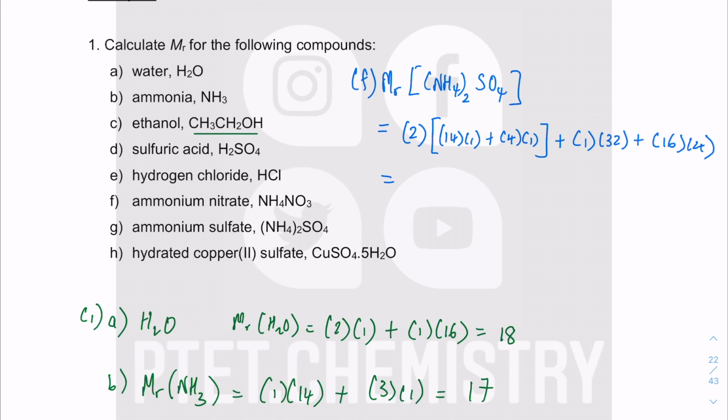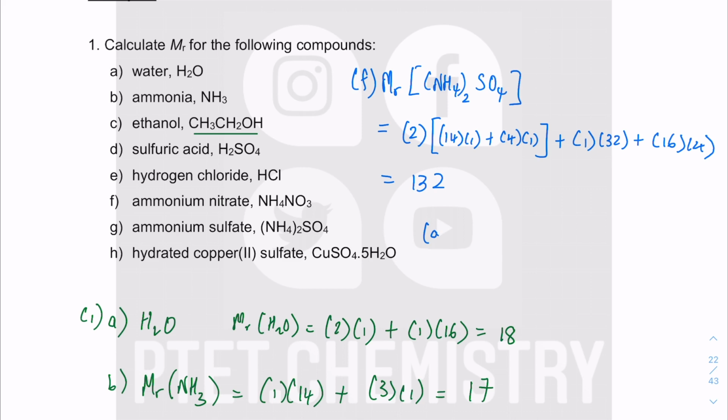Okay, so 14 times 1 is 14, plus 4 times 1 is 4, so there's 18. 18 is for the ammonium. 18 times 2, because I have 2 of this ammonium, gives me 36, and then plus 32 times 1, plus 16 times 4, I get 132.